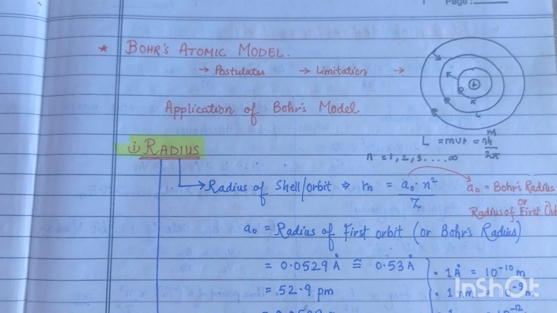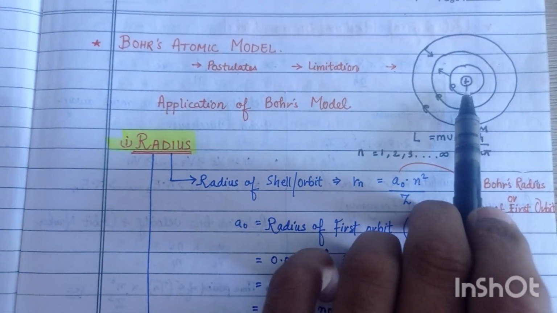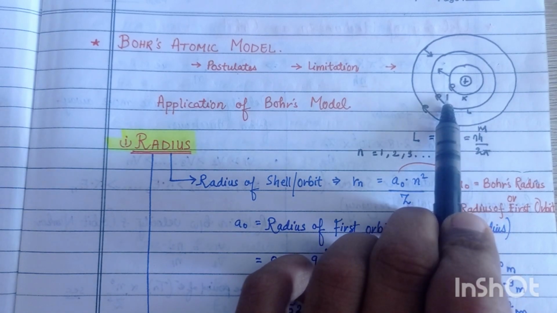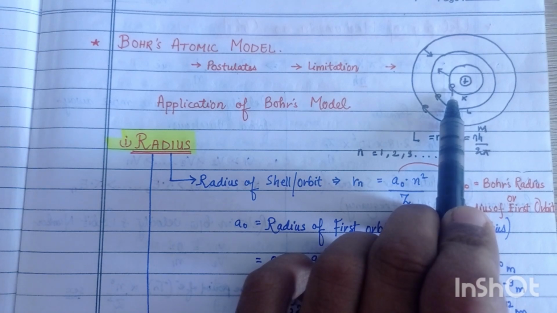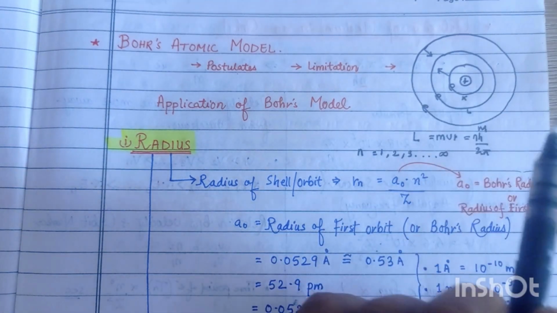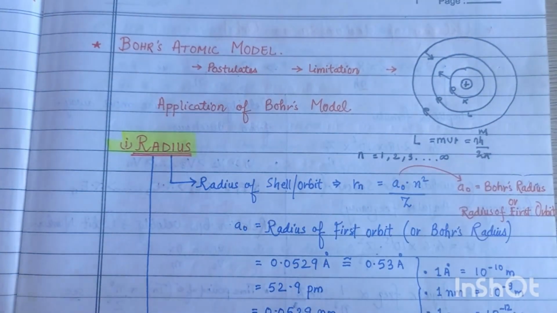Okay, let's start. Radius. You know, the radius is the distance of electron from the center of the nucleus. The distance between the center of nucleus to the electron. But later, I think you all learned the Bohr's atomic model in the atomic structure chapter. Later, all these concepts are outdated because it is based on the particle nature.